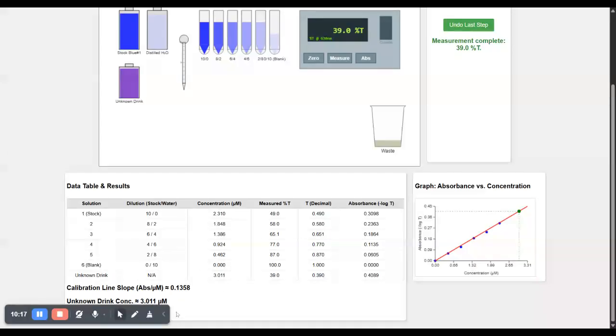Overall, by completing all steps, we show that spectrophotometry can accurately determine how much dye is in a solution. The experiment proves that absorbance increases with concentration and that the calibration curve can be used to find unknown amounts of the substance.